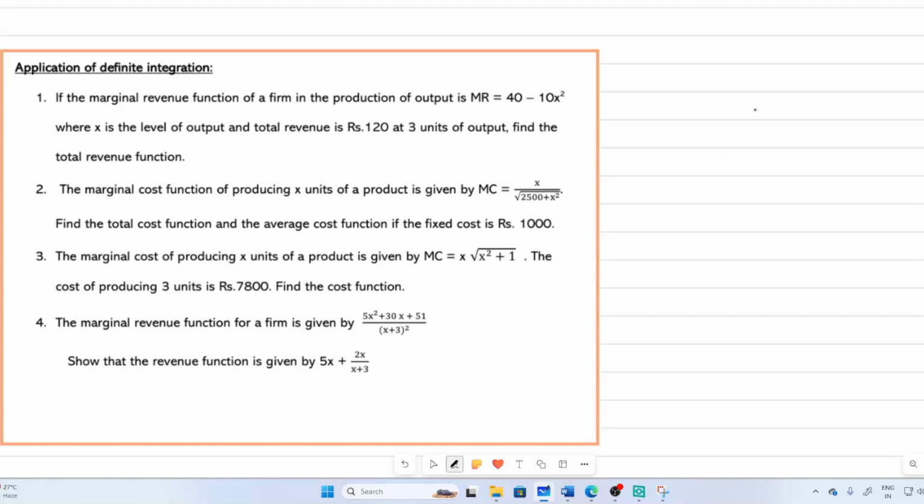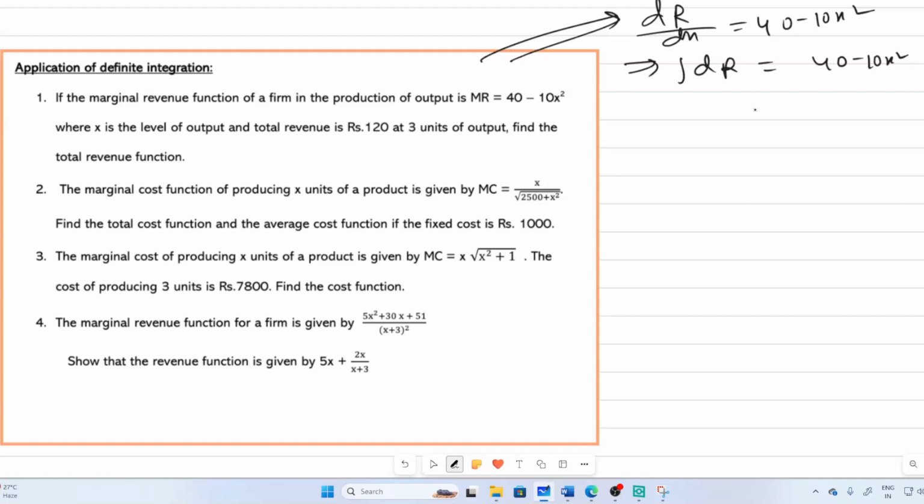So for this sum, marginal revenue dR by dx is 40 minus 10x square. You cross multiply and integrate. So dR is 40 minus 10x square dx. On integration this will give you R. This one 40x minus 10x cube by 3 plus c.